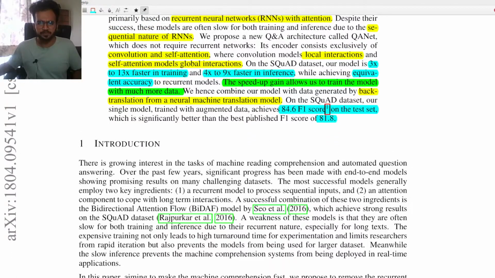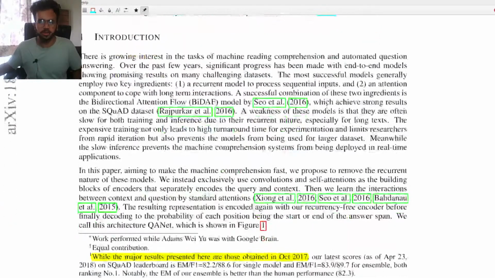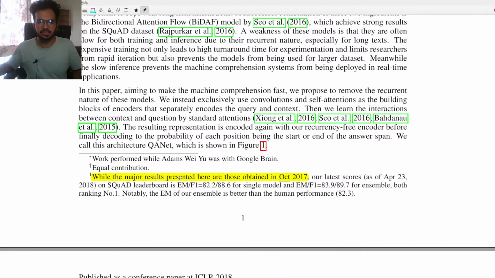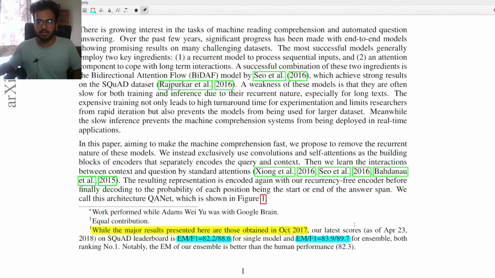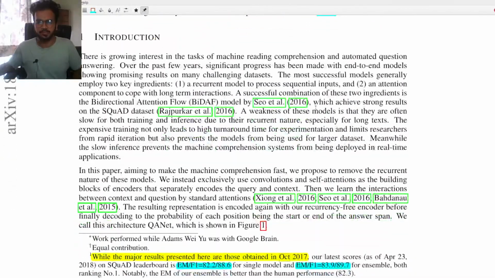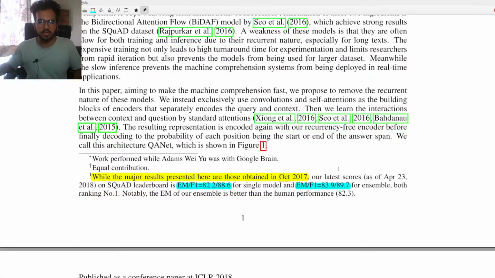Now we have a note here. It says, while the major results presented here are those obtained in October 2017, our latest scores in April 2018 are EM/F1 of this for the single model, and EM/F1 of this for the ensemble. So for the ensemble they got F1 89.7 instead of 84.6, which is a massive improvement. Both ranking number 1. This is important: even in 2018, these ranked number 1.